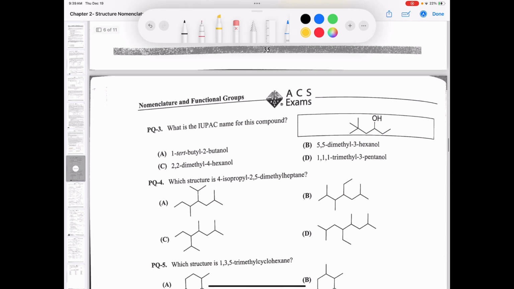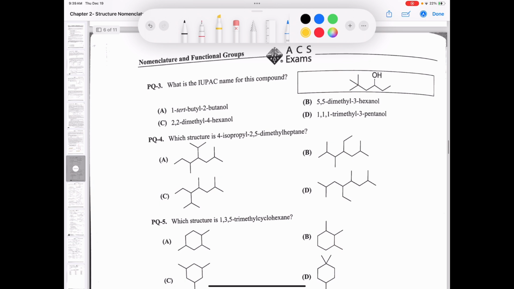All right, let's move on. What is the IUPAC name for this compound? Again, another alcohol, so the same rule is going to apply. We're going to number the longest chain, 1, 2, 3, 4, 5, 6, but we want to give the hydroxyl group the lowest possible number, so we put it at the 3rd carbon here. So this is a 3-hexanol, and so we have the 2 methyl groups at carbon 5, and so we have a 5,5-dimethyl 3-hexanol. Here we go. Let's keep going.